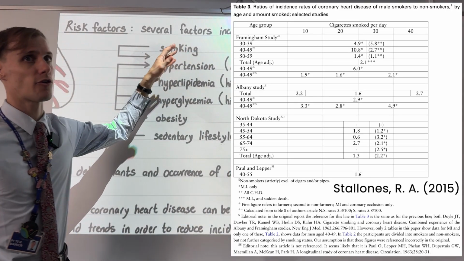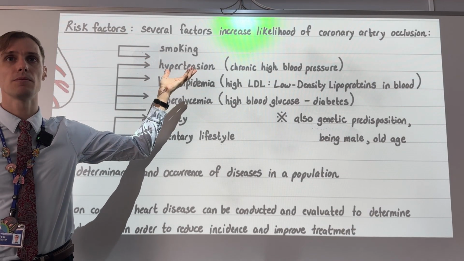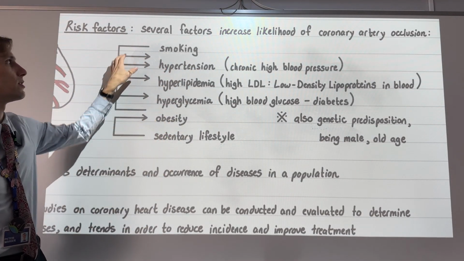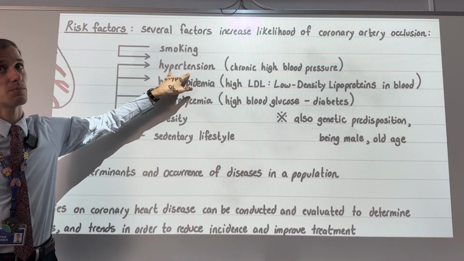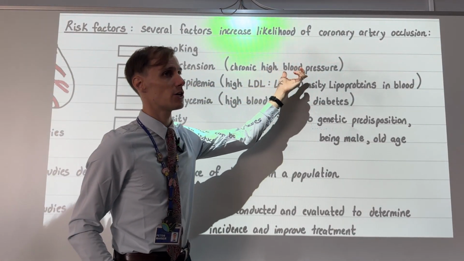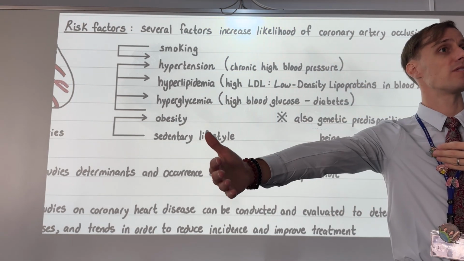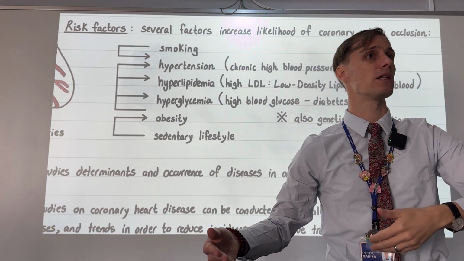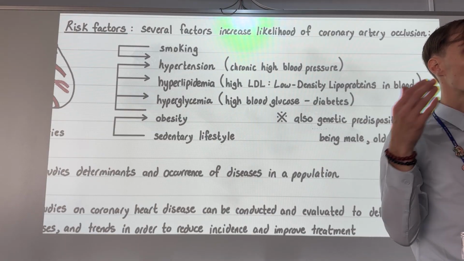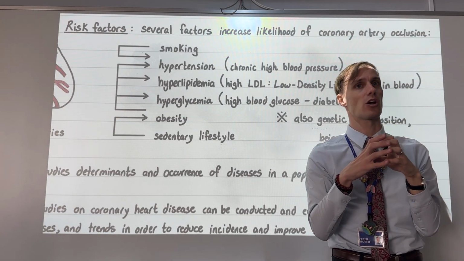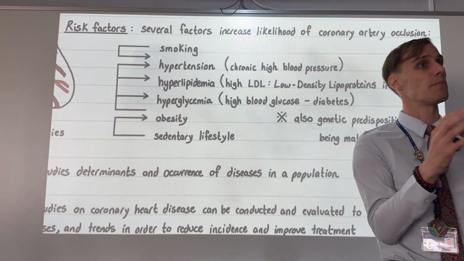Now, smoking, for a number of reasons, is going to cause problems. In addition to the damage that it can cause to your arteries, it can also lead to hypertension. What does this mean? This means that your blood pressure is chronically high. Chronic means over a long period of time. The opposite to chronic would be acute. So chronic high blood pressure is a problem because that means your blood vessels are consistently at high blood pressure.